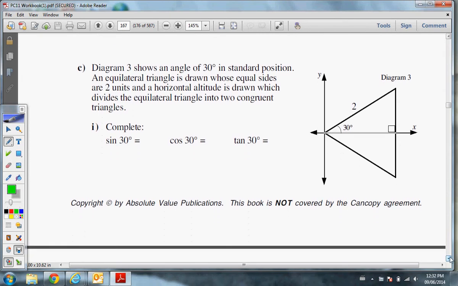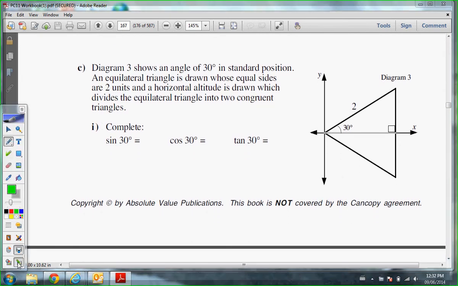Okay, and the last one, we're going to do one with an angle of 30. So we're going to kind of flip our equilateral triangle, and we're going to make it 30 here. So that makes it 30 down here. It's still equilateral. Okay, that makes this 1. That makes this 1 because the whole thing's 2.